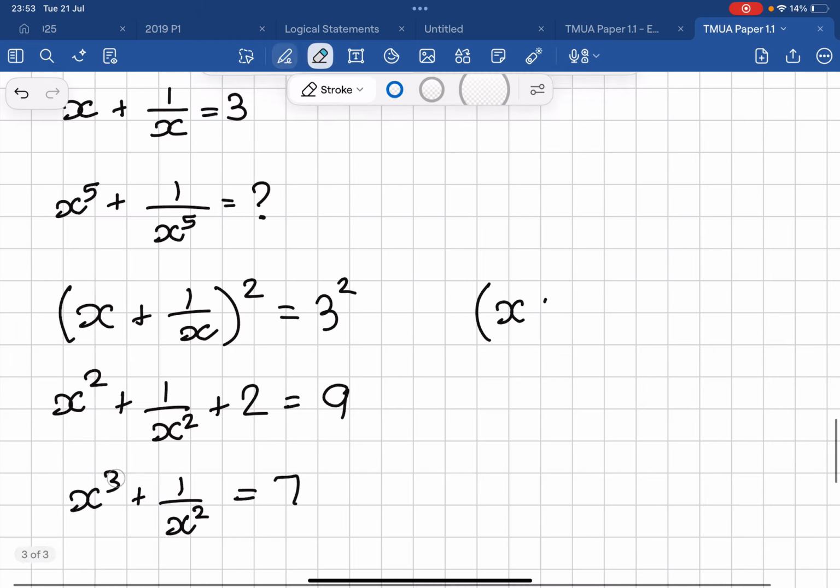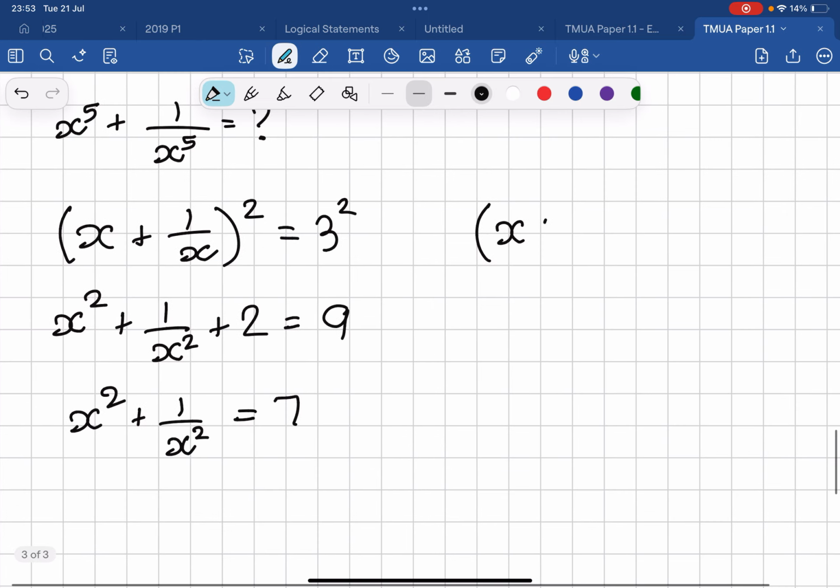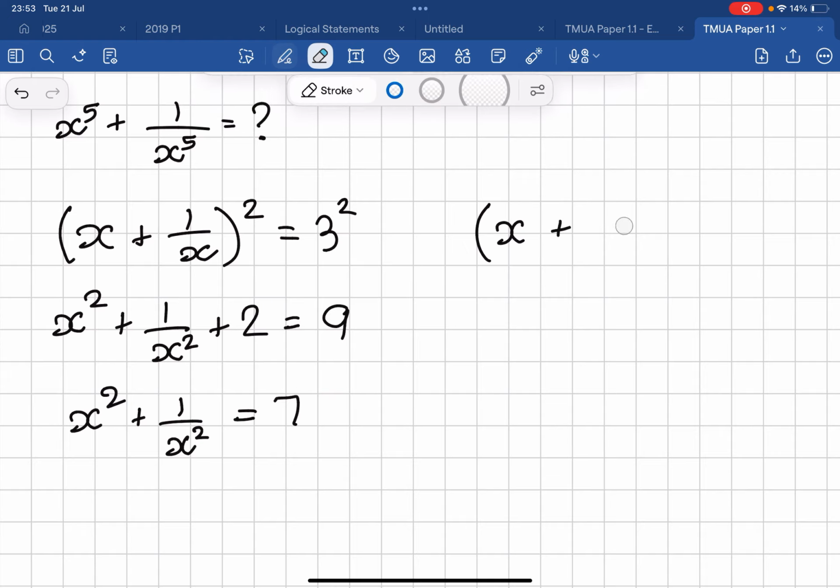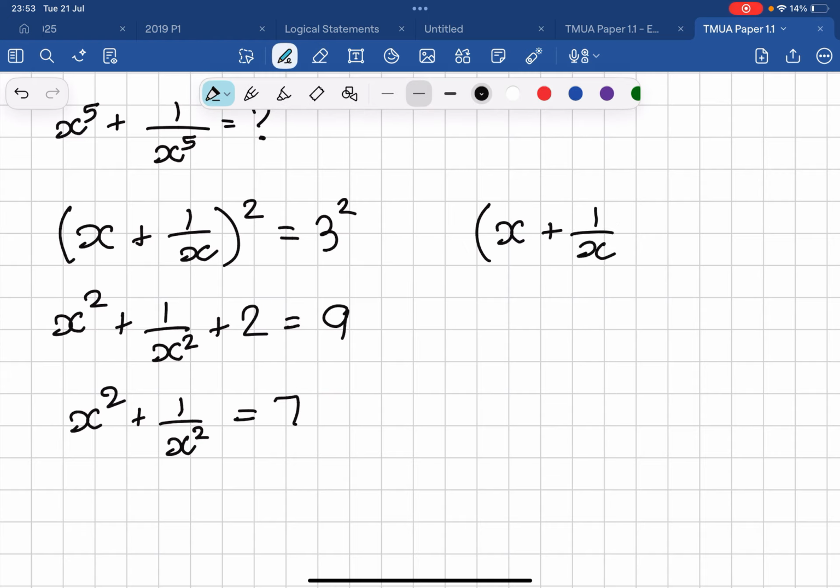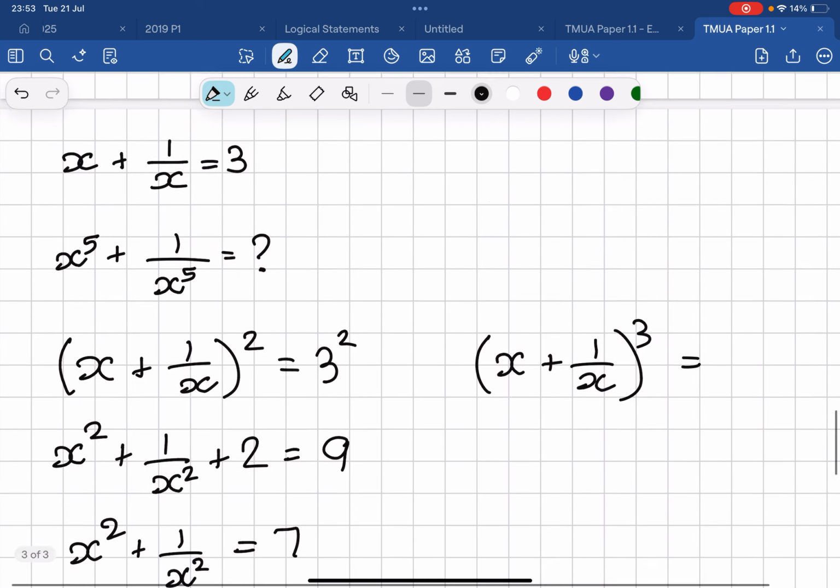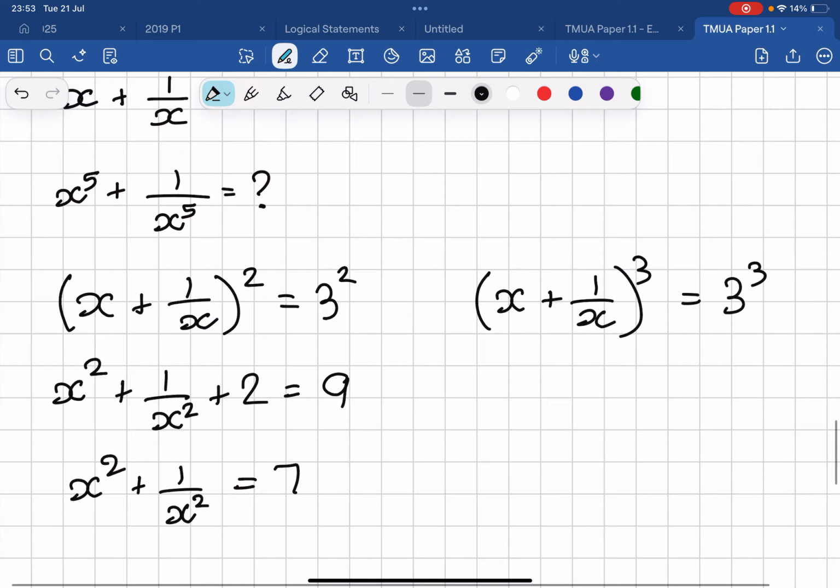Oops. This should be squared down here. If we're cubing, essentially all we're doing is multiplying this by x plus 1 over x, but let's not do that. Let's hold on a minute. x plus 1 over x cubed, let's go ahead and do it normally. We've got 3 cubed, which we know to be 27.